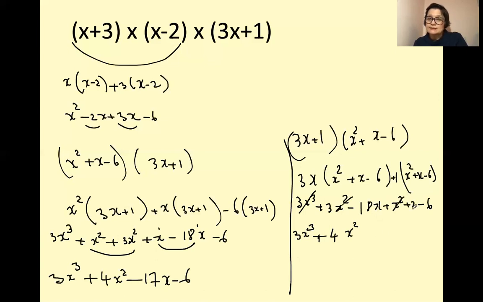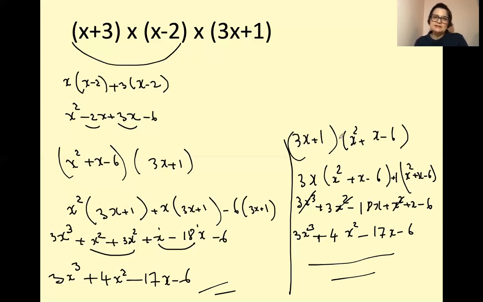Minus 18x plus x is minus 17x. Can you see? Minus 6. Absolutely exactly the same answer. All right, so you can follow absolutely every order you want, however you want.